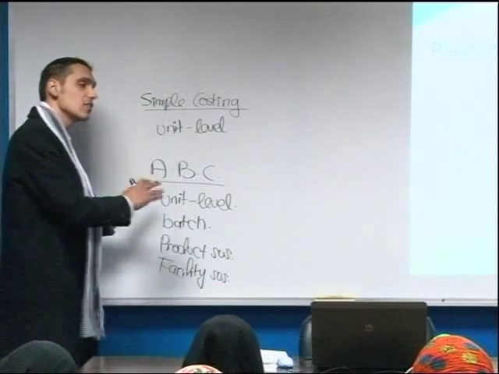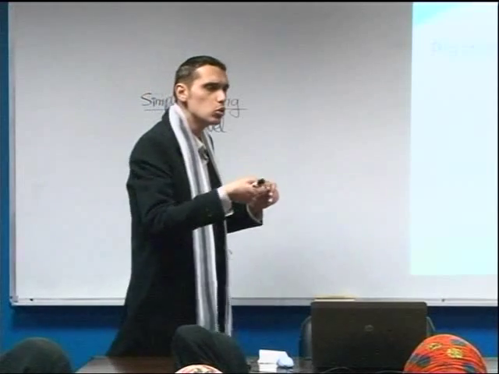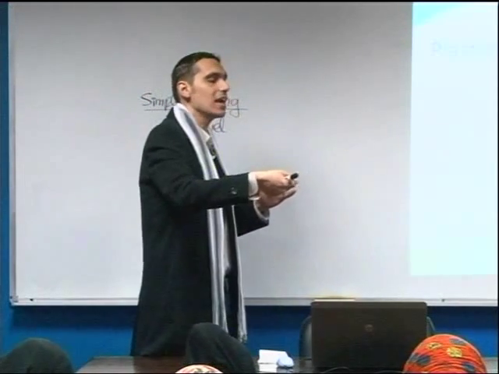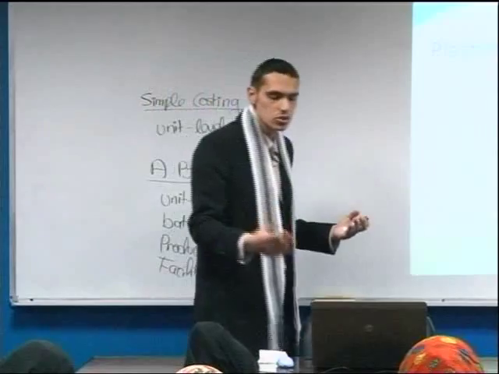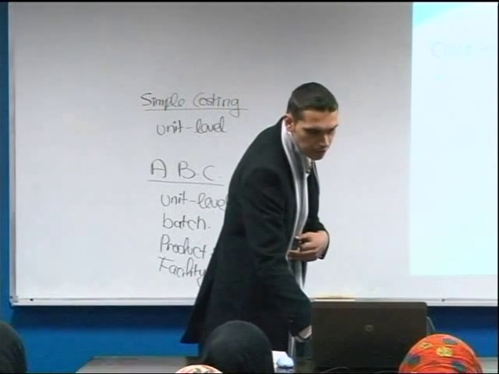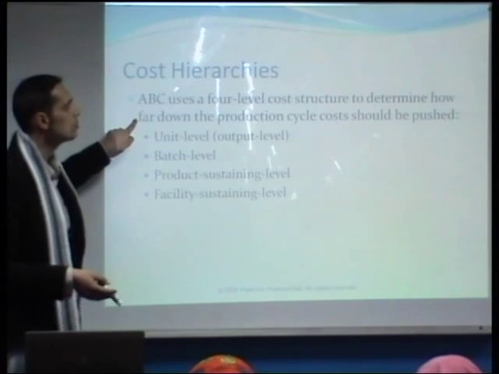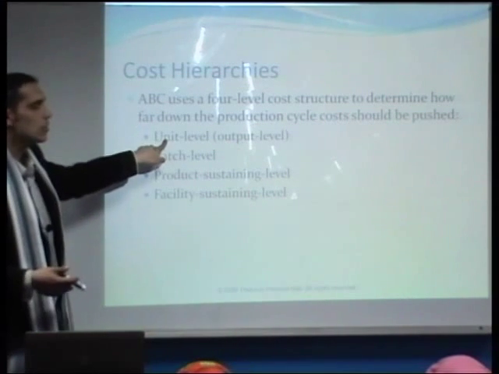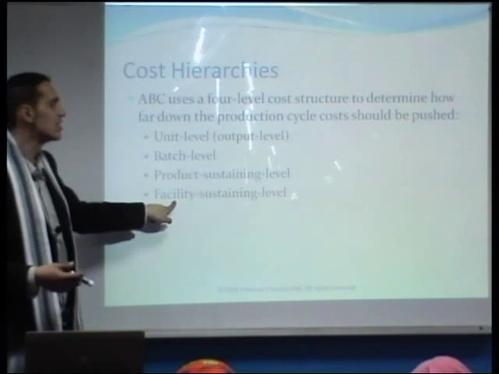Therefore, here comes the superiority of activity-based costing. That means that activity-based costing tries to choose the better allocation base according to these different cost hierarchies. Therefore, let us now start our discussion of the different cost hierarchies, what we mean by them, and of course the examples of each cost hierarchy. First of all, ABC uses a 4-level cost structure to determine how far down the production cycle cost should be pushed. As we can see here, there is the unit level, the batch level, the product sustaining level, and the facility sustaining level.